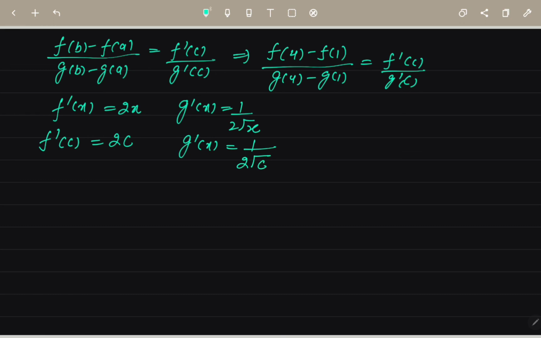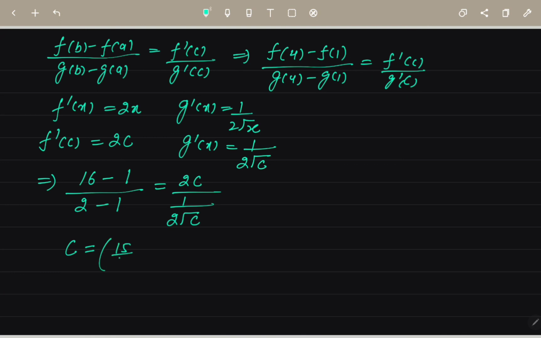So now substituting all these values in this equation, f of 4 is 16, f of 1 is 1, g of 4 is root 4 which is 2, and the other term was 1, and this is equal to f dash c, that is 2c, divided by 1 divided by 2 root c. So after solving this I will get the value of c, so basically I will get the value of c equal to 15 by 4 whole raised to power 2 by 3, and this belongs to the open interval 1 and 4.